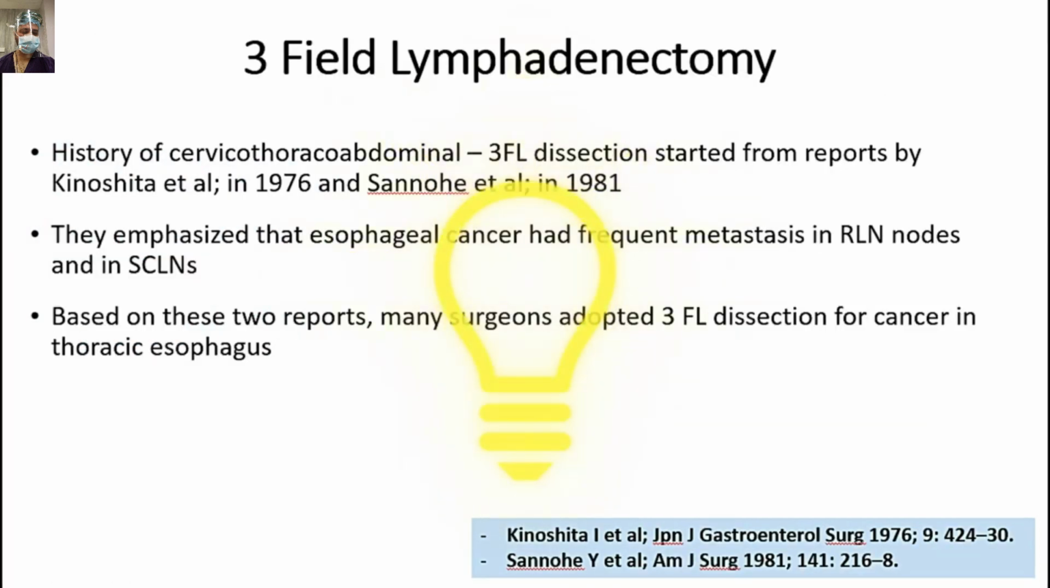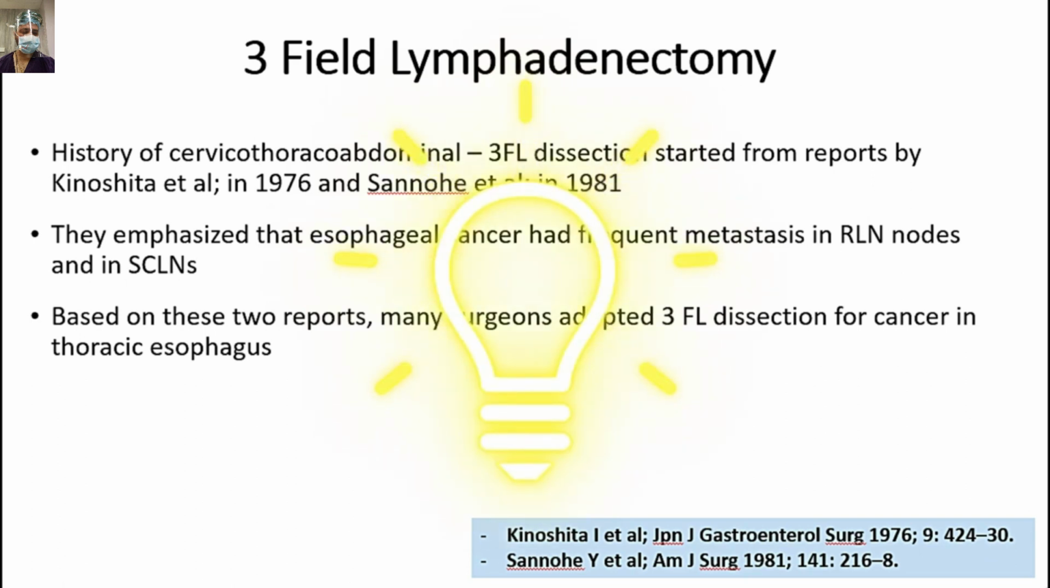Three-field lymphadenectomy. The history of cervico-thoraco-abdominal three-field lymph node dissection started from the reports by Kinoshita et al. in 1976 and Sannohe et al. in 1981. They emphasized that esophageal cancer had frequent metastases in recurrent laryngeal nerve nodes and in supraclavicular lymph nodes. Based on these two reports, many surgeons adopted three-field lymph node dissection for cancer in the thoracic esophagus.